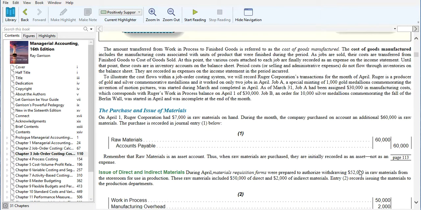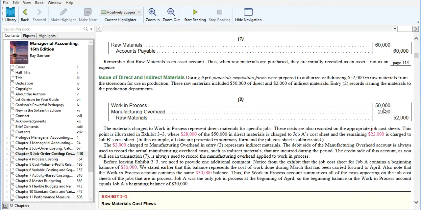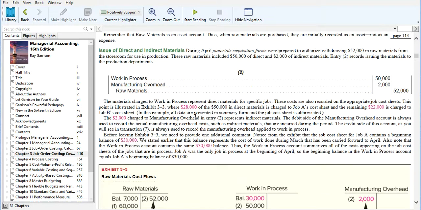When you look at the purchase and usage of materials, here are some journal entries to look at. We have a debit to raw materials and a credit to accounts payable for the purchase. Then when we move materials out of raw materials and into work in process, some of those might be indirect materials. Whatever's indirect goes into manufacturing overhead.